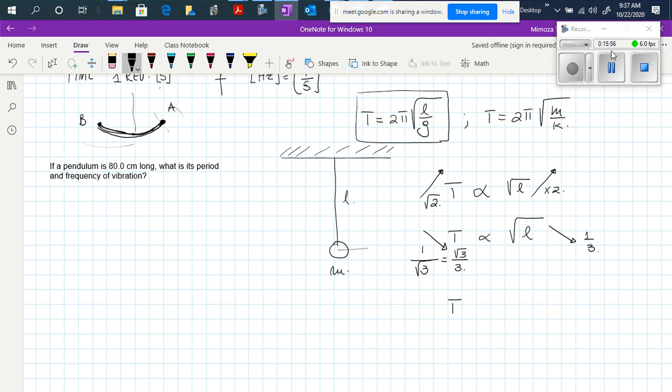Or when we have a length that is increased by a factor of 4, then the period will be increased as well, but by a factor of √4, which is equal to 2. Or when we have a length that is decreased by a factor of 1/9, then the period will be decreased as well by a factor of 1/√9, which is 1/3. Is this clear? The relationship between the period and the length of the pendulum?